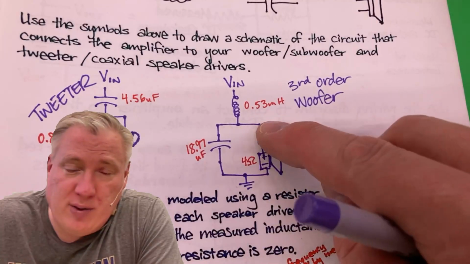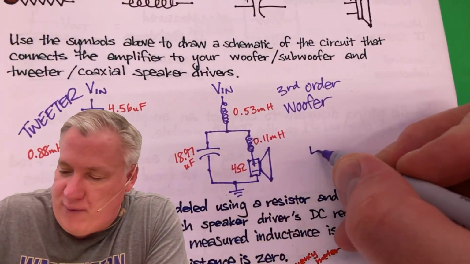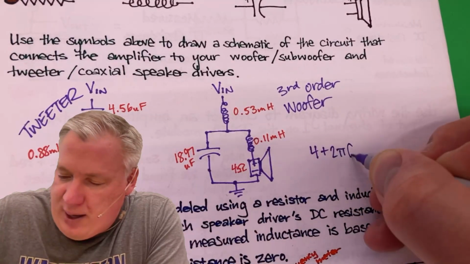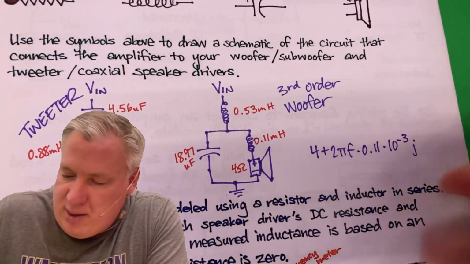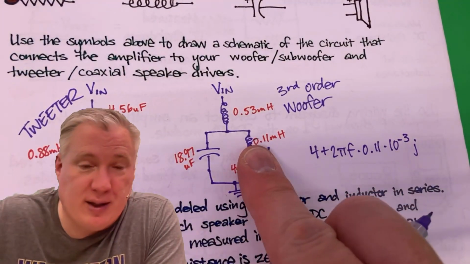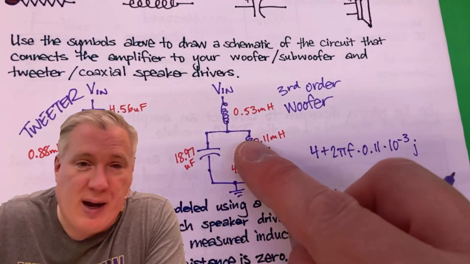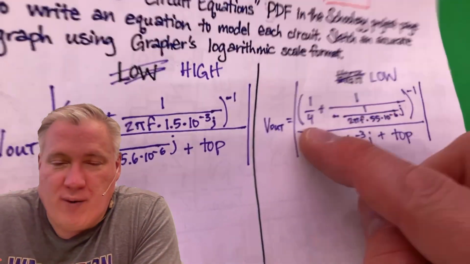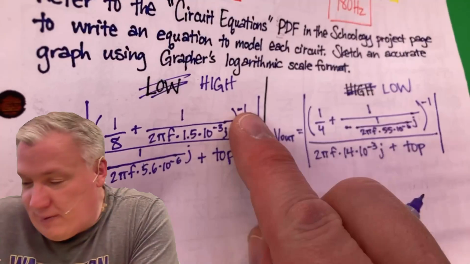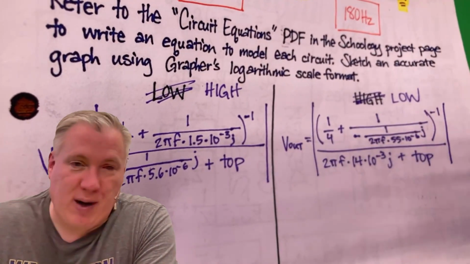So everywhere you see the speaker, instead of just saying 4, in this case, I would write 4 plus 2 pi f times 0.11 times 10 to the negative third j. Because it's 4 ohms plus this is the inductor, and that's the inductor formula. So everywhere where I wanted to do this path, everywhere where the speaker would be, I also have to add in that inductor. So this place right here that says 1 over 4, this would be 1 over, big fraction, like 1 over, and then underneath that whole fraction would be 4 plus 2 pi, blah, blah, blah, blah.